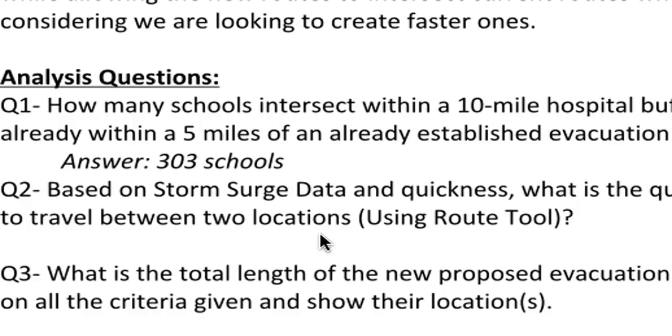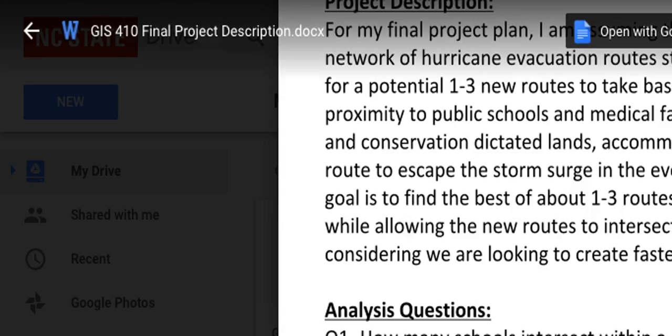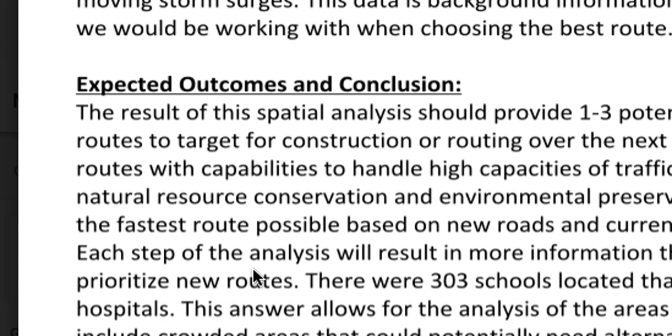So my analysis questions are as follows. Question 1, which uses the web map in part 1 of the final project, is how many schools intersect within a 10-mile hospital buffer but are not already within a 5-mile buffer or radius of an already established evacuation route. The answer I found here was 303 schools. This is data that we can look down here and see that allows us to analyze areas that are potentially crowded and in need of an alternate route due to congestion or an influx of people trying to leave in the event of an emergency.